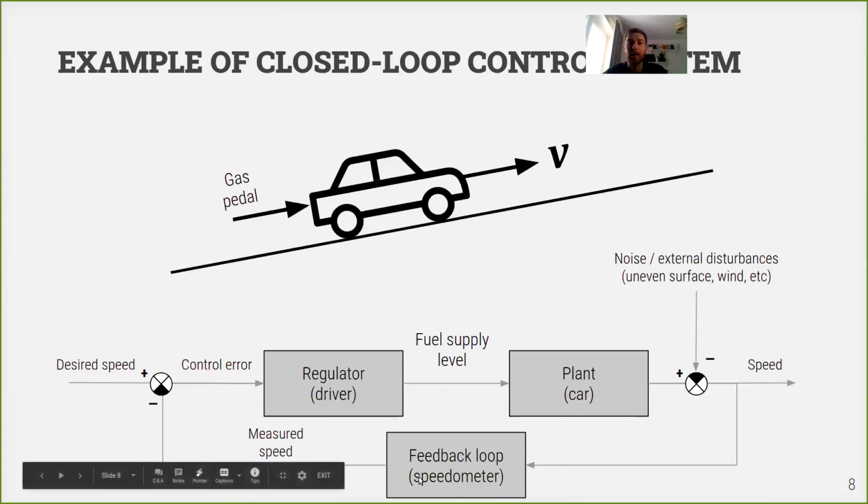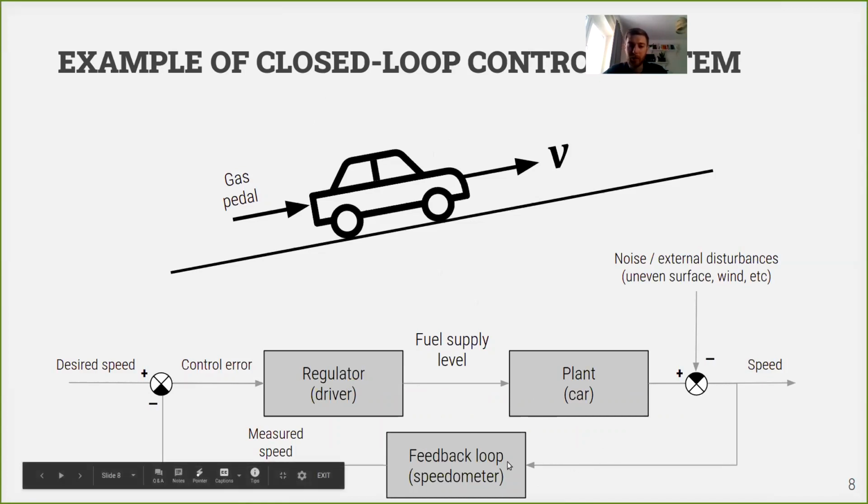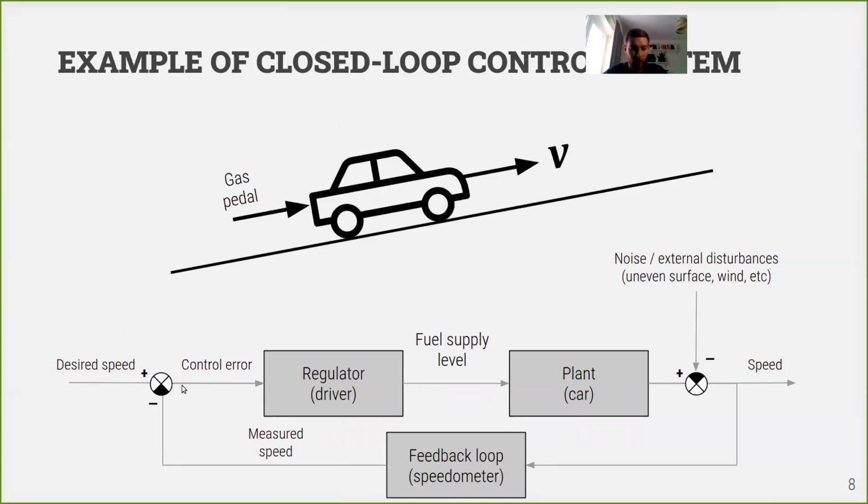We add a feedback loop to our system, and now we have a speedometer. So now our driver knows how fast he moves just by looking at a speedometer, and this speedometer is the simplest feedback loop. So let's take a look at this more complex scheme. Here we have a desired speed. This circle means addition or subtraction. Black segments mean subtraction, and white ones mean addition.